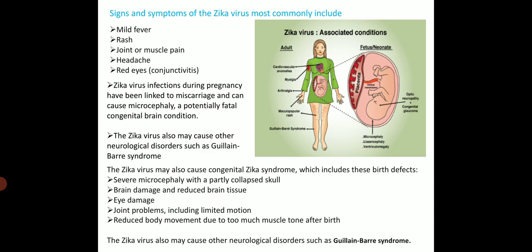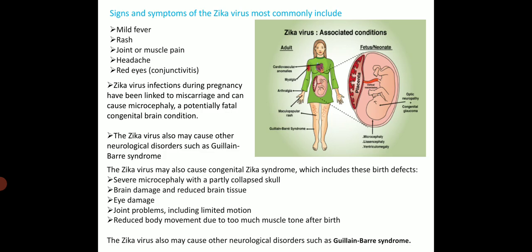So the Zika virus also causes other neurological disorders such as Guillain-Barré syndrome. Here, Guillain-Barré syndrome is a rare condition where the body's immune system attacks the nerves. When this happens, there will be weakness and tingling. These are the usual symptoms. Later on the body gets paralyzed. This syndrome we call Guillain-Barré syndrome.